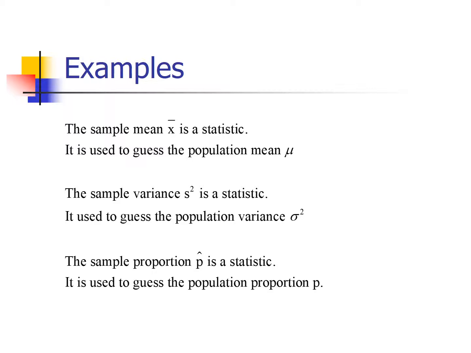The sample variance, S squared, is a statistic. It's based off a sample. It's generally used as our best guess for the often unknown population variance, sigma squared.